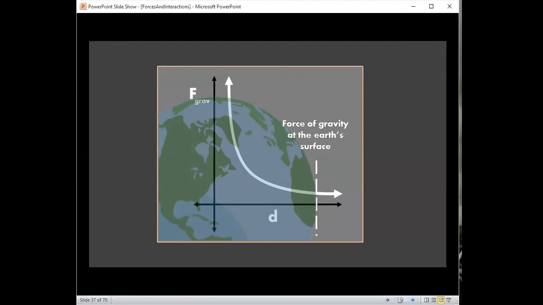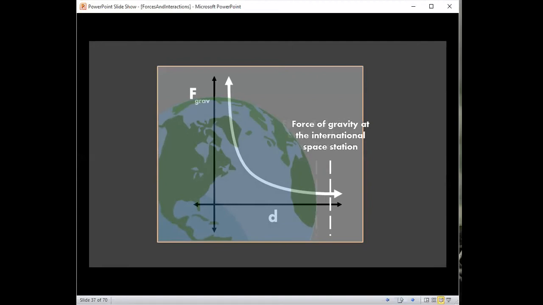This graph is a lot more to scale than the other one. So using this graph, it's easy to see that out here, which would be equivalent to the distance the International Space Station is from the surface of the Earth, just several miles up, notice the change in the force of gravity between here and here. There's barely any change at all. So what does this mean? This is telling us that the force of gravity acting on objects at the surface of the Earth is actually quite close to the force of gravity acting on things on the International Space Station.